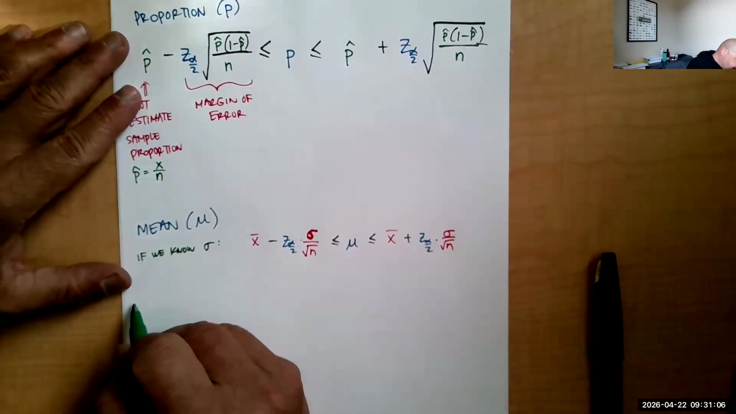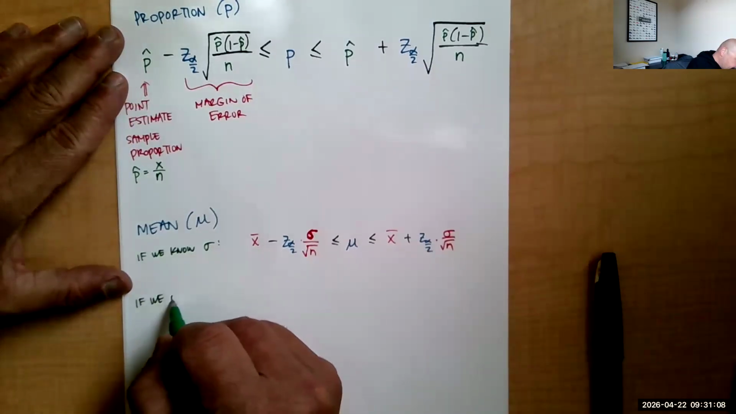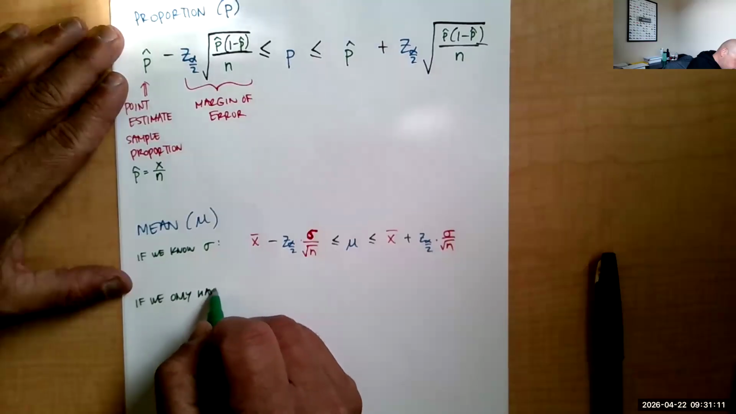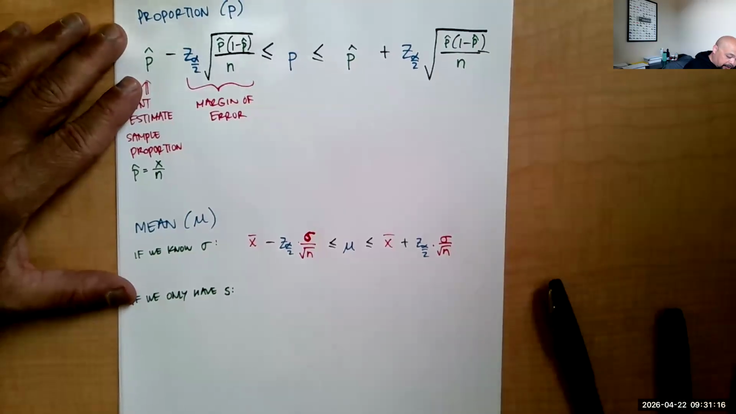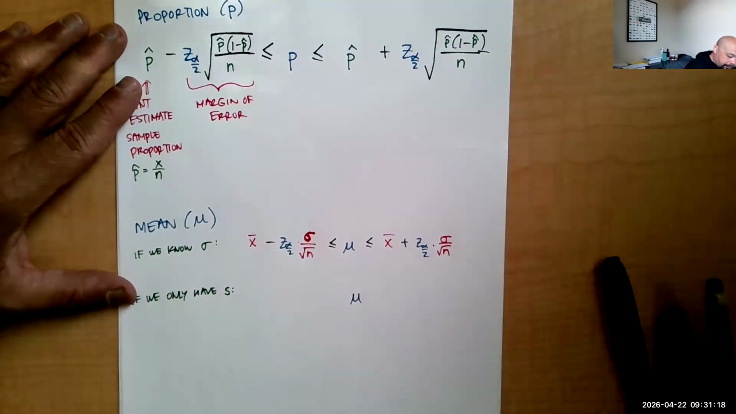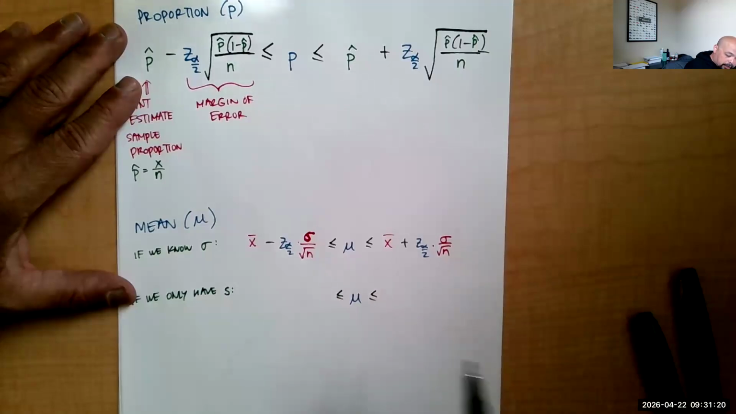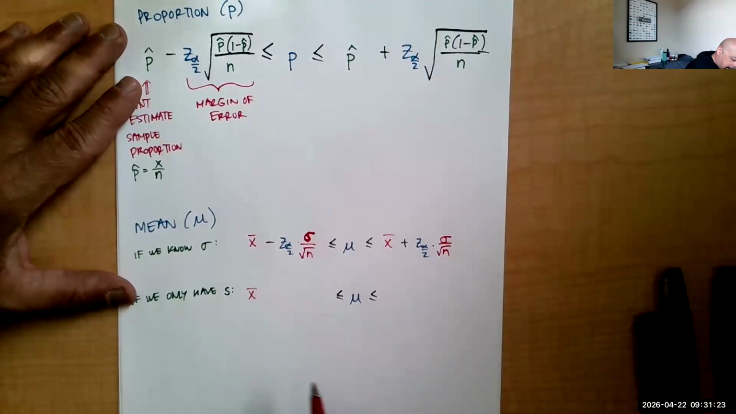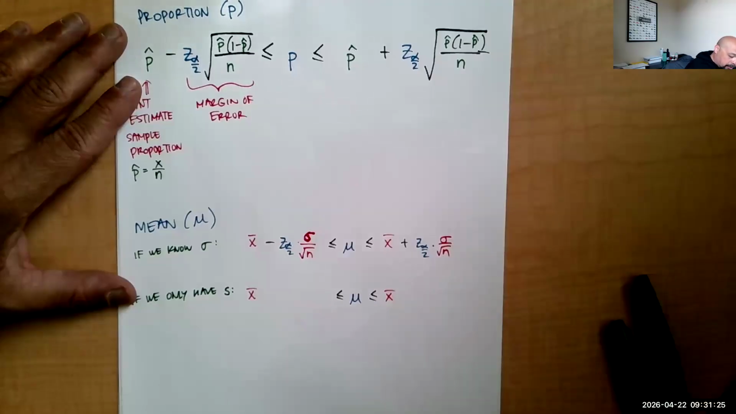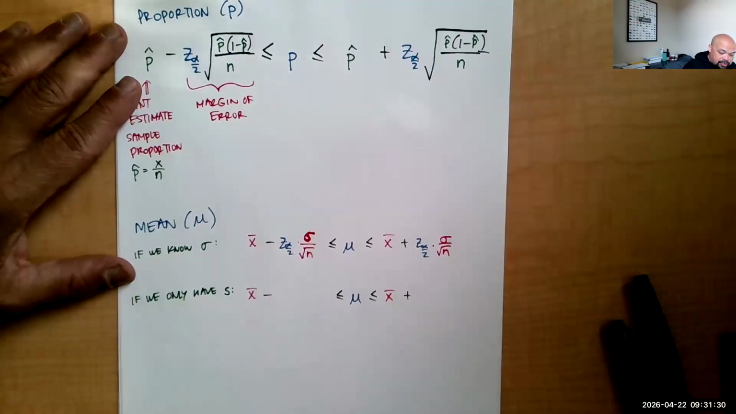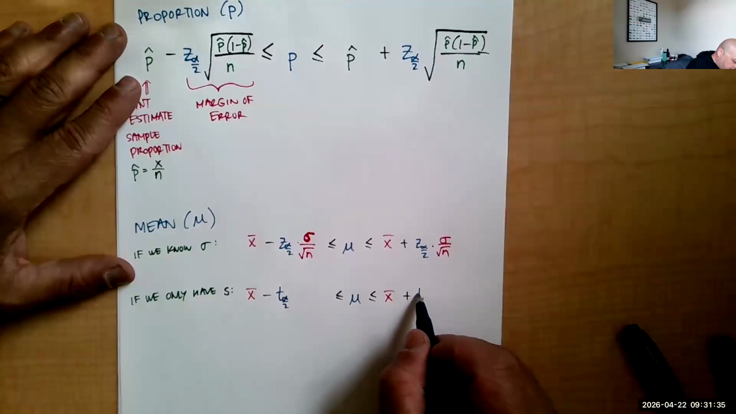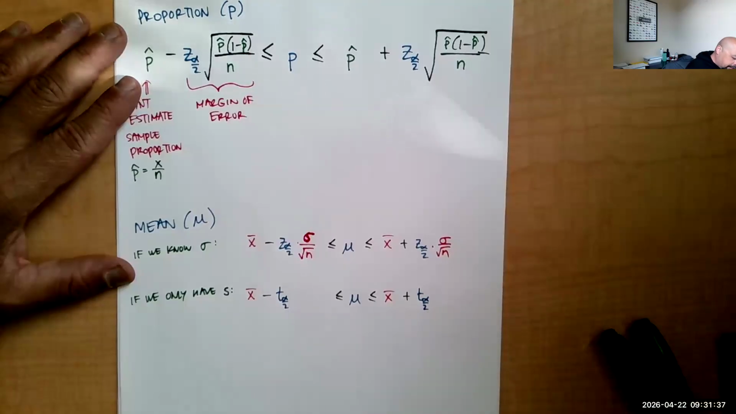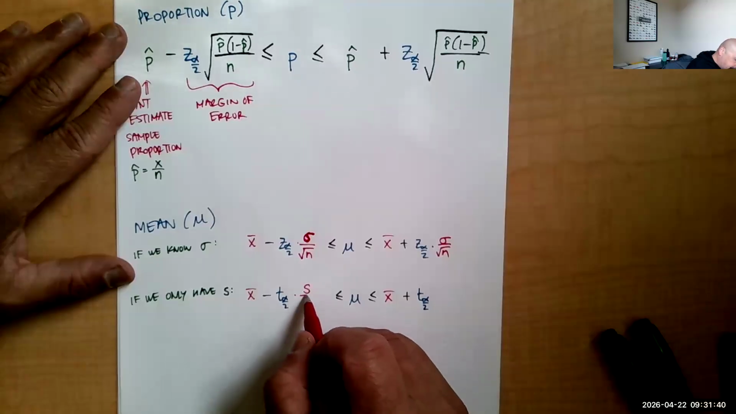Much more common, right? If we only have that sample standard deviation, then in our estimate for that population mean mu, once more, we're going to start off with that x bar, that sample mean. We're going to add, subtract. But now, if we only have that sample standard deviation, we're going to use the t distribution, t sub alpha over 2 here. And now this is where we're going to multiply by s, your sample standard deviation, over the square root of n.